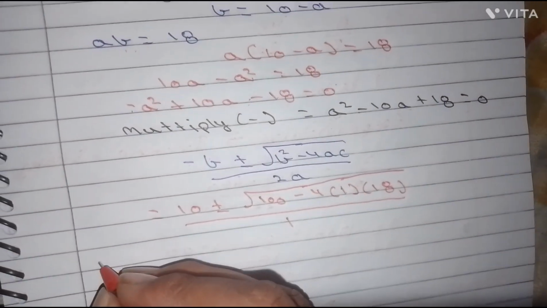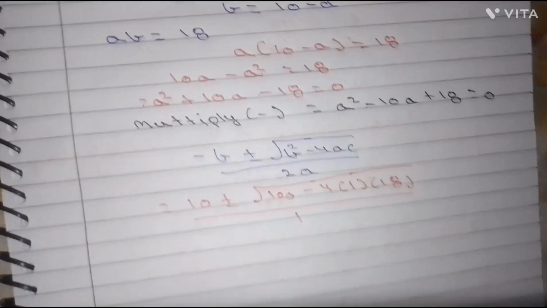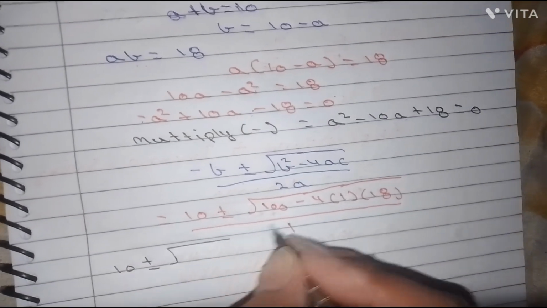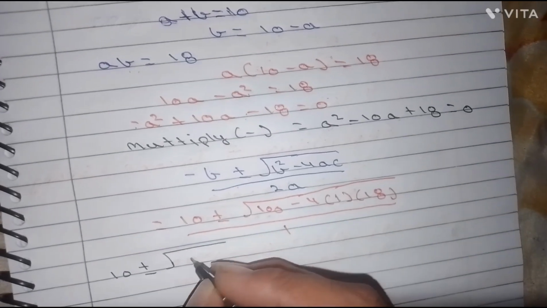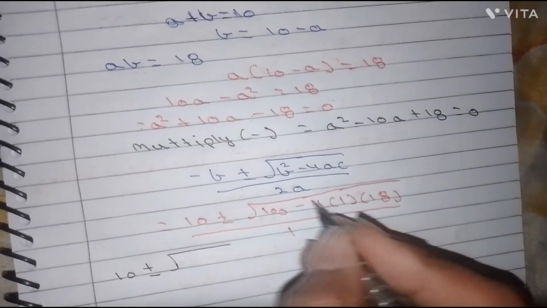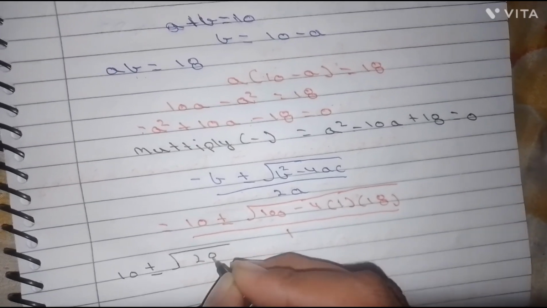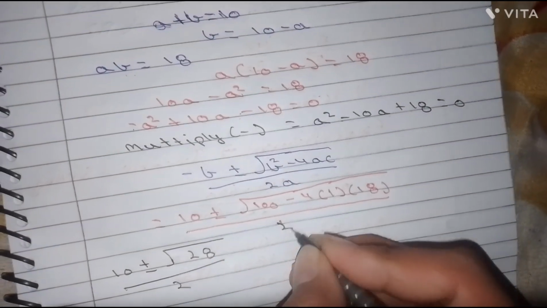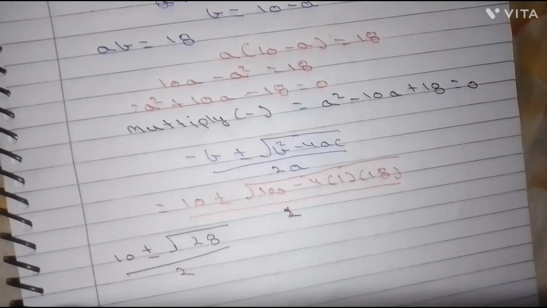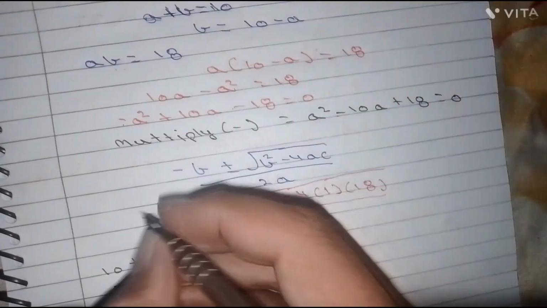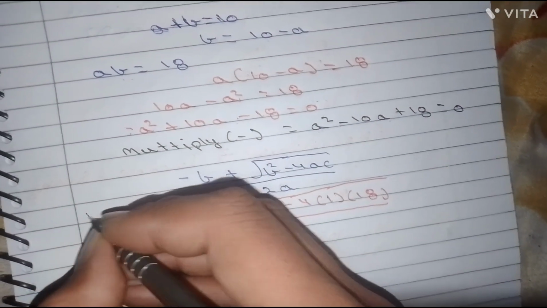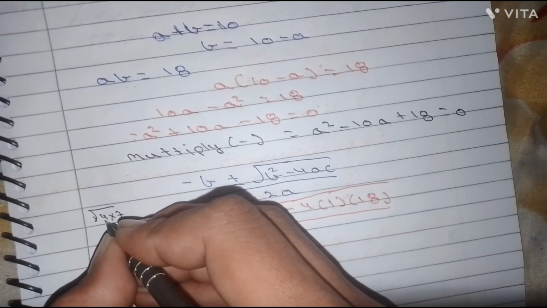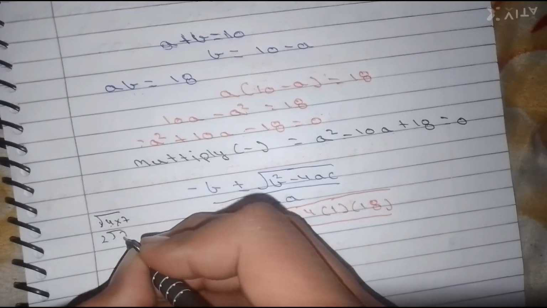What we got here in the final stage: 10 as it is, plus minus under root 100 minus 4 into 18, which is 72, 100 minus 72 is 28, upon 2 into 1. So under root 28, when we break under root 28, what will it break into? Under root 4 into 7. So here under root 4 is equal to 2, and 2 under root 7 is our final answer here.